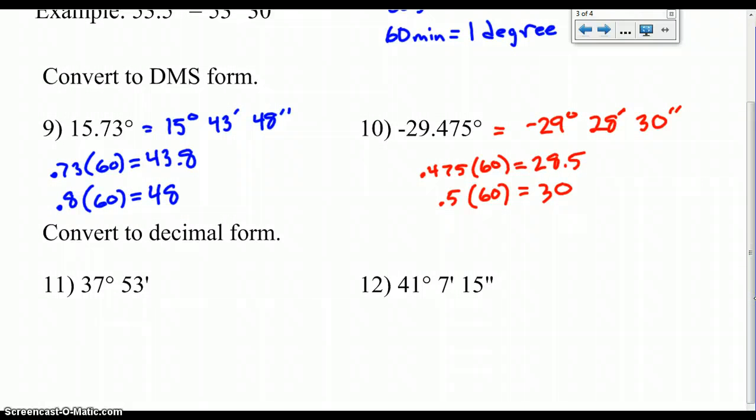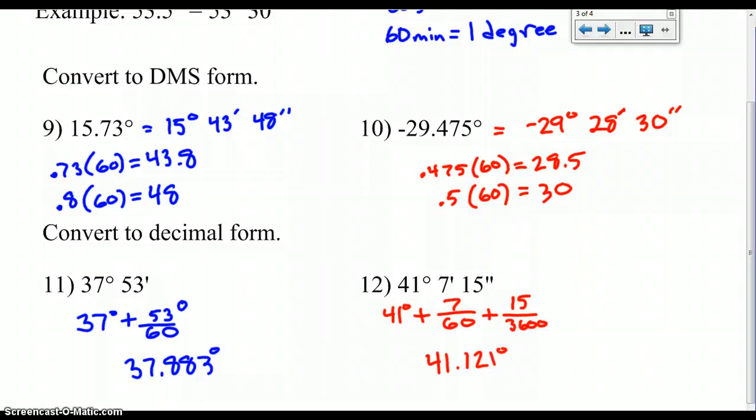All right, let's work at going the opposite direction. And when I see a problem like number 11, 37 degrees and 53 minutes, that's the same as saying 37 degrees plus 53 sixtieths of a degree is the way I would think about it. Now 53 sixtieths is about 0.883, so I'm going to go ahead and just write this as 37.883 degrees. Why don't you pause this, try number 12, see if you can figure out what to do on 12 and then start this video back up.